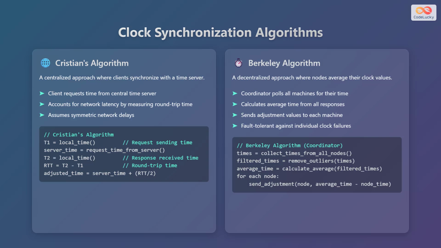In the Berkeley algorithm, the coordinator collects times from all nodes, removes any outliers, and calculates the average time. Then, for each node, it sends an adjustment value, which is the difference between the average time and the node's time.